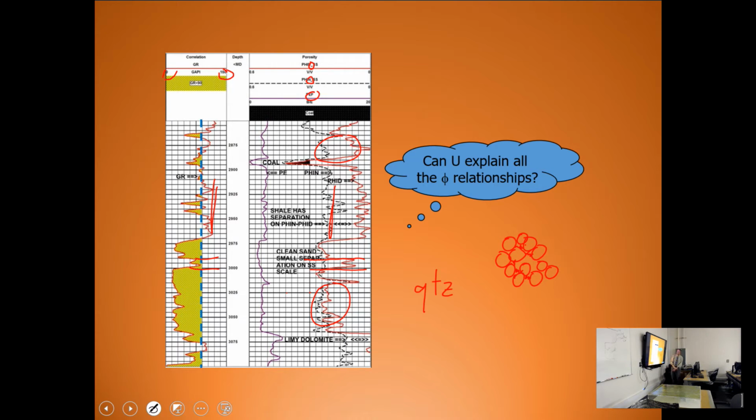Now, is there anything else left on here that's interesting? So we've got this one. We've got this. Well, here's coal. We're not going to talk about that. That's weird. Okay. What about this?